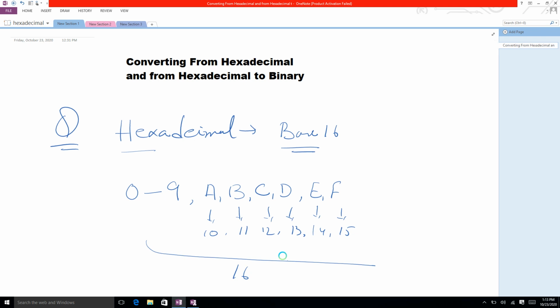Definitely a computer needs to interpret and work with binary, because binary means on and off. So we need to understand what one value in hexa is equivalent to in binary. So that's all about conversion from one number system to another. This video is all about conversion from hexa to binary and binary to hexa.